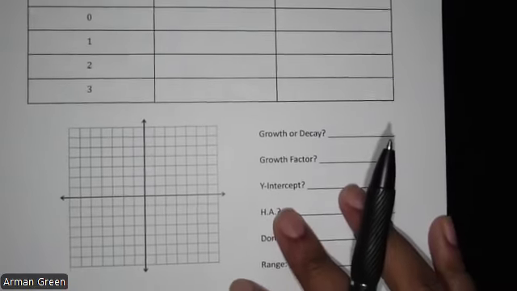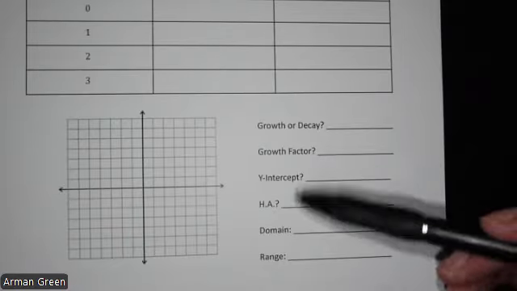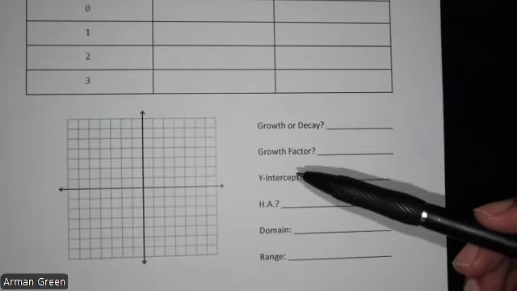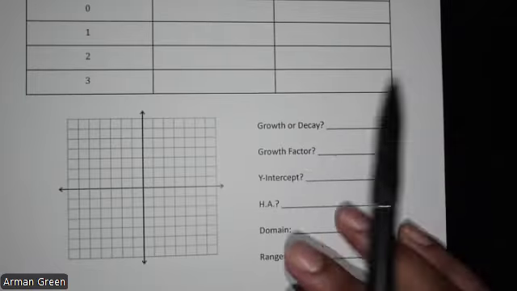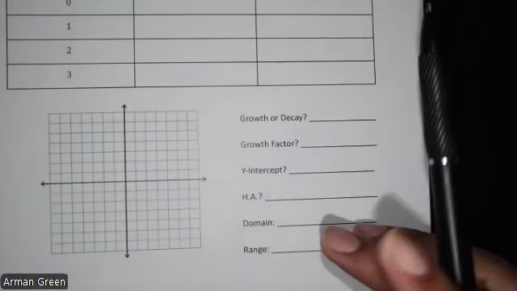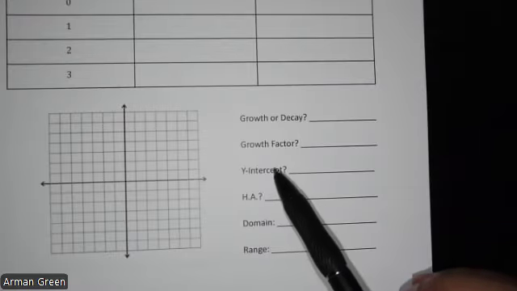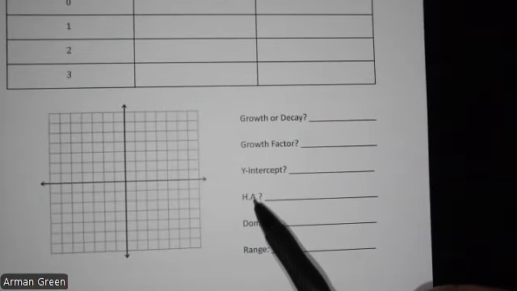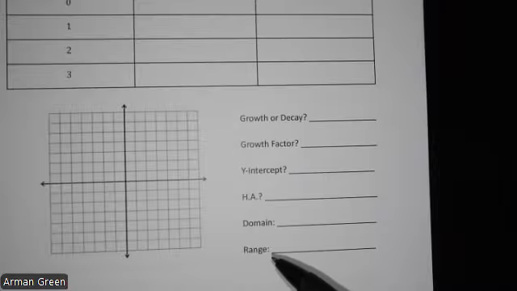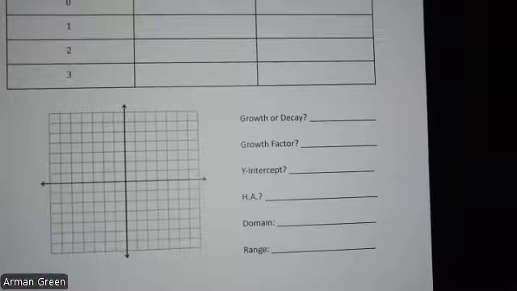Once you have done that, at the bottom of the page, we've dealt with these types of problems from the previous lesson. Based on the function at the top, we want to identify if we're dealing with a growth or decay model, what the growth factor is, what our y-intercept is, what our horizontal asymptote is, identify the domain and the range, and then take all this information to create our graph.